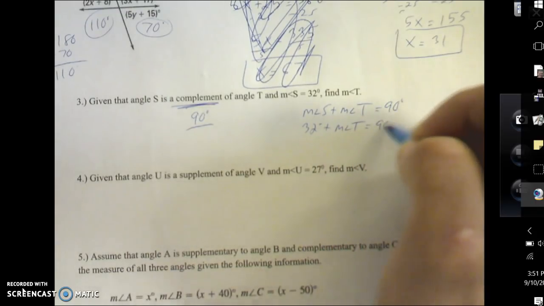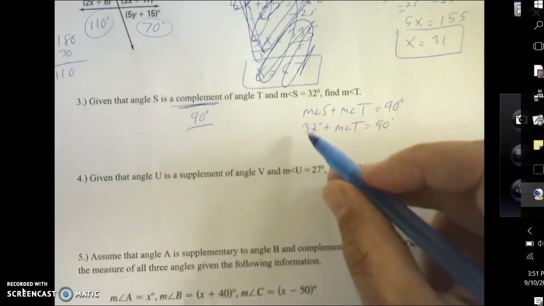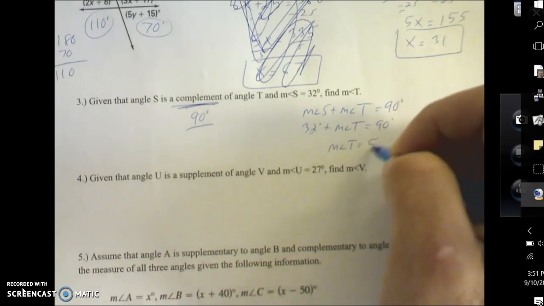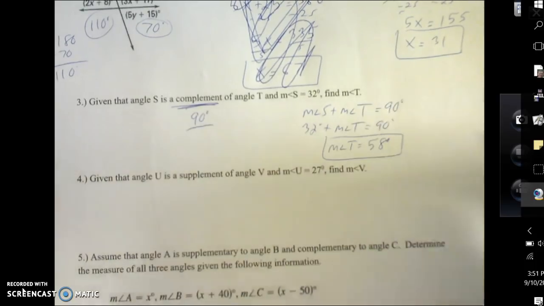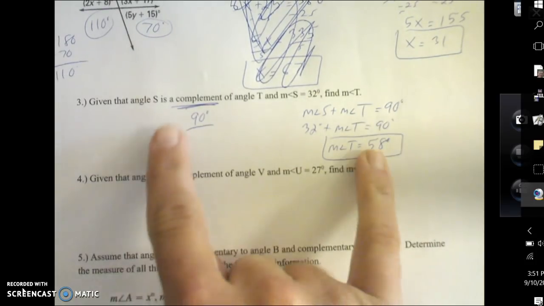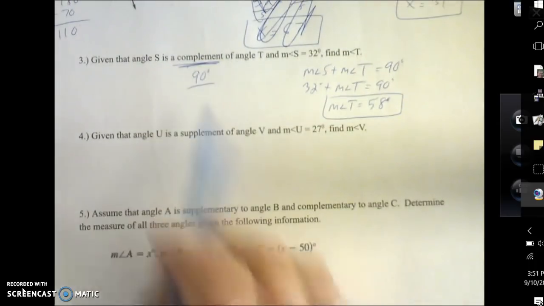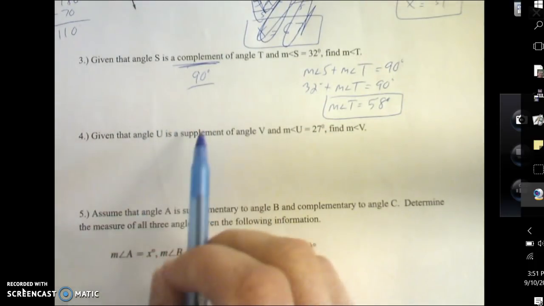Okay. So, real nice and simple. I can subtract 32 over to find the other angle. This is going to be 58 degrees. Okay, I know I'm right because I can take a calculator, add them together, we're golden. Okay, so complementary is 90.